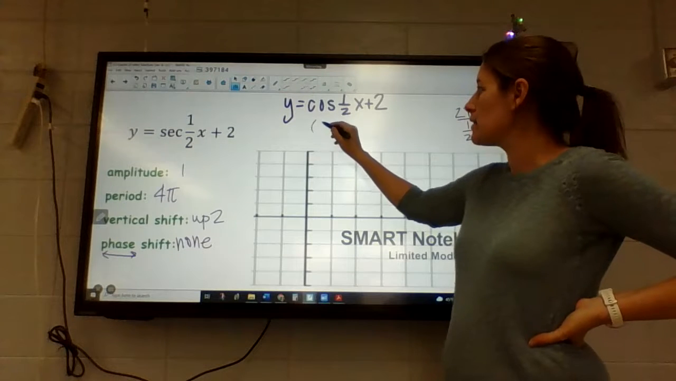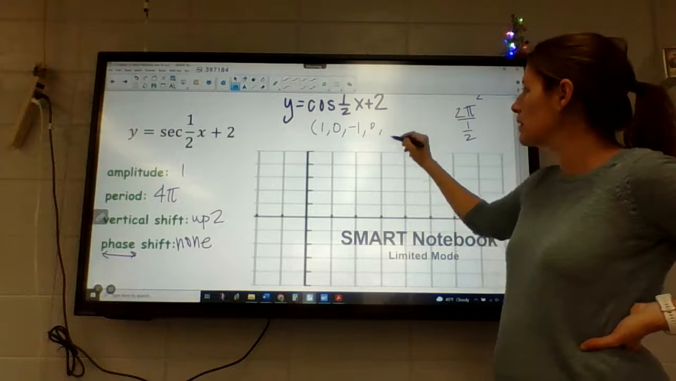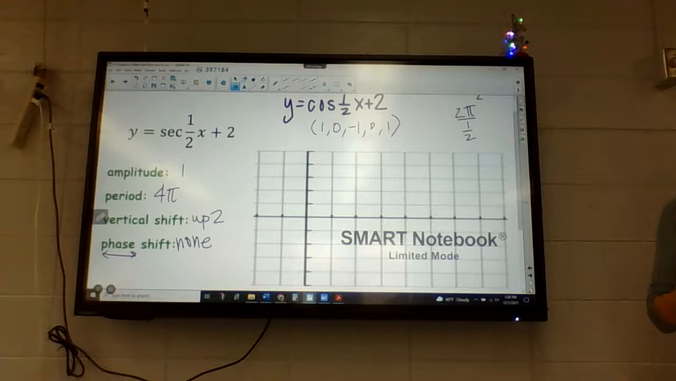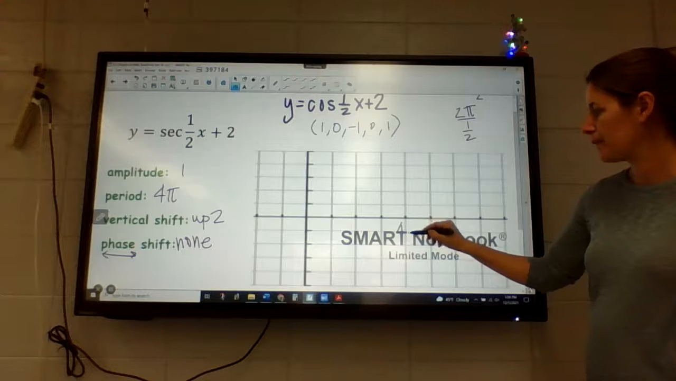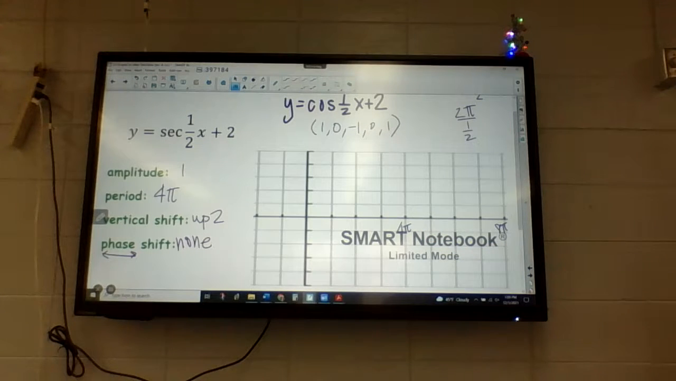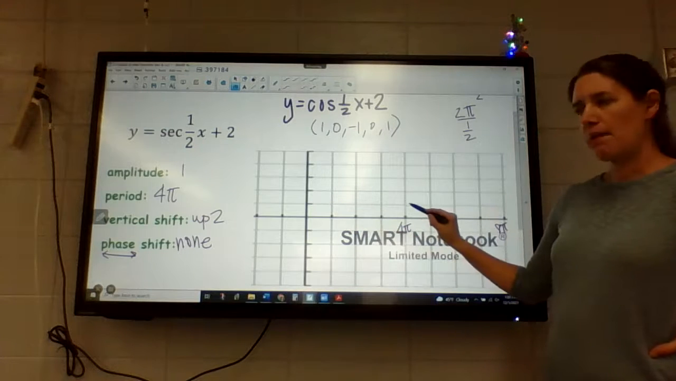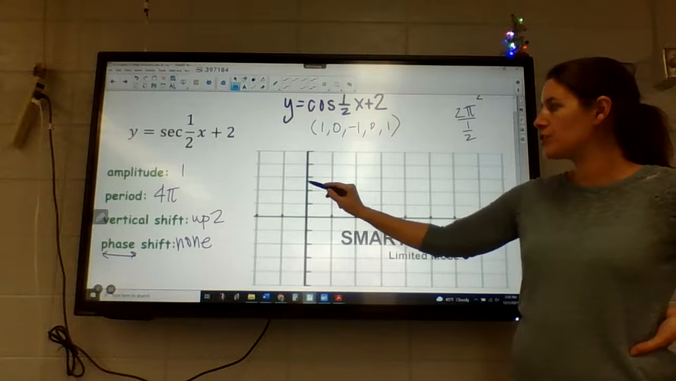Now cosine, it goes 1, 0, -1, 0, 1. But again, I have to shift it up 2. And the period is 4 pi. So do you want to just do pi for every line? Yeah. Okay. So we normally would start at 1 and go down and then back up. So we're going to go up 2.